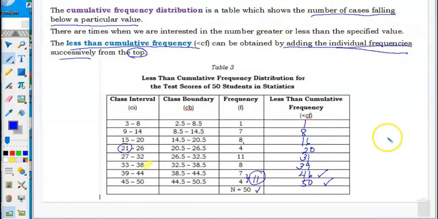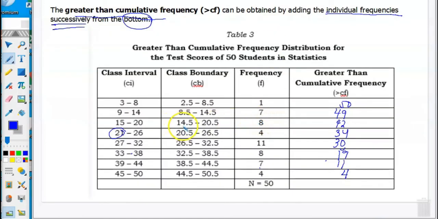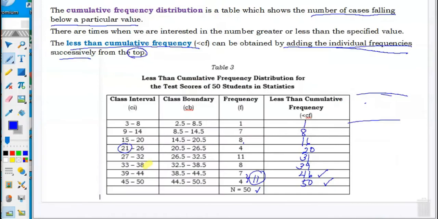Can we have it in one table? Yes, you can extend this and write the greater than cumulative frequency here. But if you're only asking for the less than, you can only write these values. For the greater than, you can only have these columns in our table. So to form a cumulative frequency distribution, we need the class interval, class boundary, frequency, and a greater than cumulative frequency for the greater than cumulative frequency distribution. And for the less than cumulative frequency distribution, you'll need class interval, class boundary, frequency, and less than cumulative frequency in your column header.